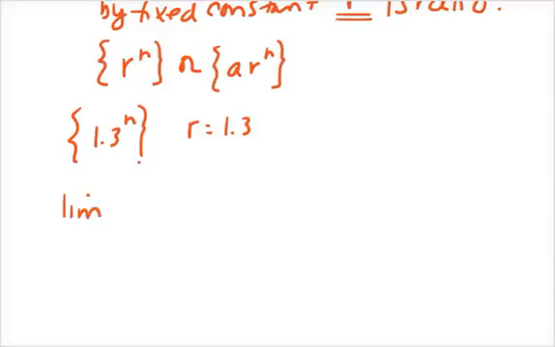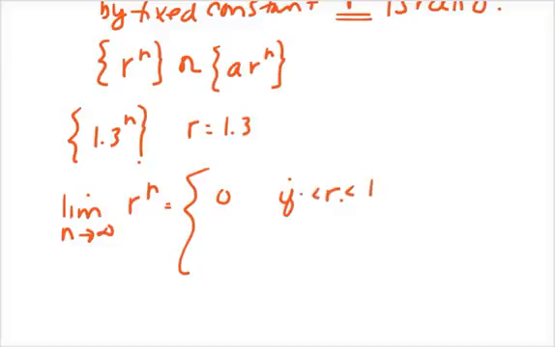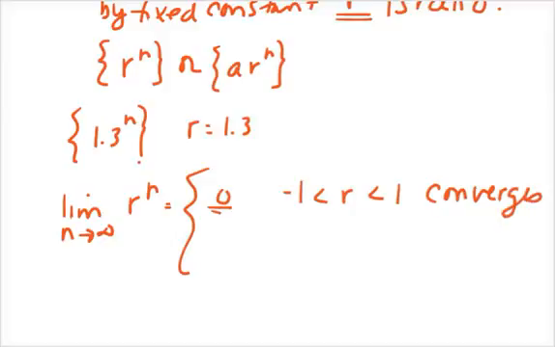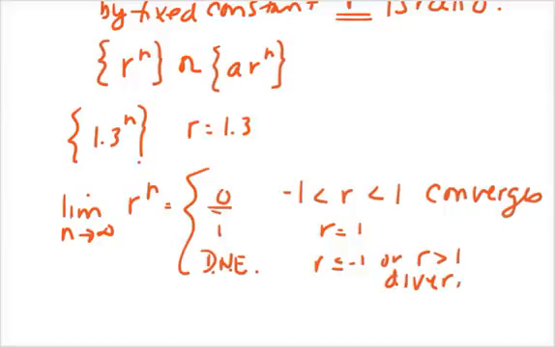So the limit, as n approaches infinity, of the sequence r to the n, if r is between 1 and negative 1, let me rewrite that a little better. So if r is between 1 and negative 1, then the sequence is going to converge to 0. If r is equal to 1, it converges to 1. And unfortunately, if it's outside of this range, so if r is less than or equal to negative 1, or r is greater than 1, it's going to diverge. The limit does not exist.